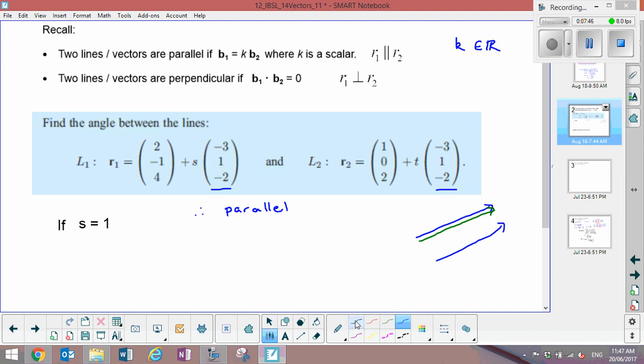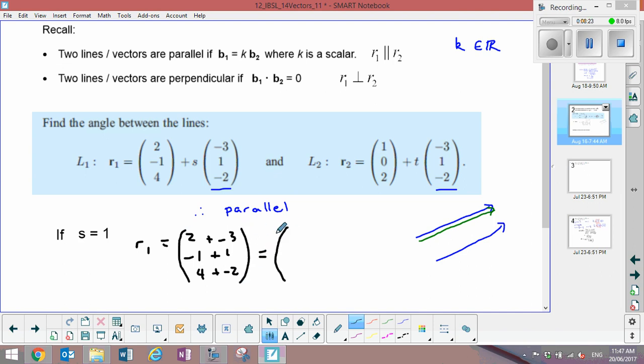So let's go. I'm just going to go in black here. If s is 1, that means our point R1 is going to be 2 plus s, which is 1 times minus 3, minus 1 plus 1, 4 plus 1 times minus 2, minus 2, and we come out with the point minus 1, 0, 2. So we happen to have picked the right one, and you can look carefully and work out what you want to choose.